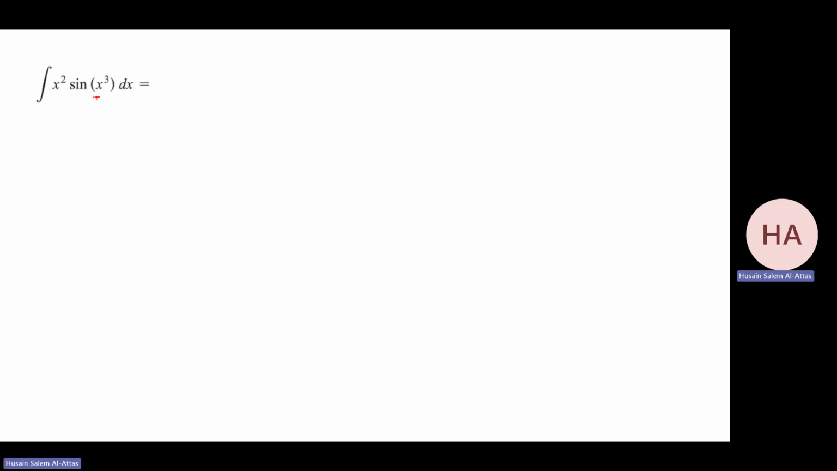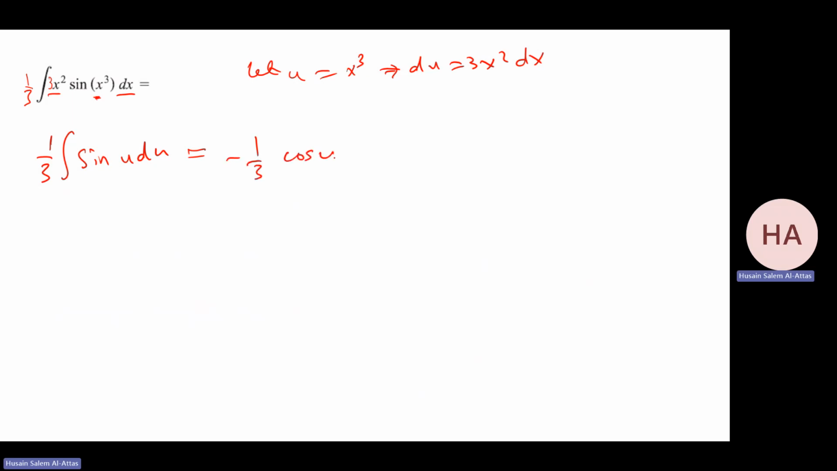Same thing. We take this as u. Du will be 3x squared, so I have 3 and 1 over 3. Let u equal x cubed. Du will be 3x squared dx. So I have 1 over 3 integral sine u du. What is that? It will be minus 1 over 3 cosine u plus c. Don't forget to return the u. So it will be minus 1 over 3 cosine x cubed plus c.